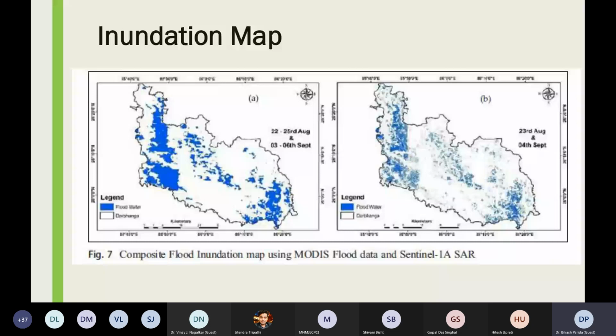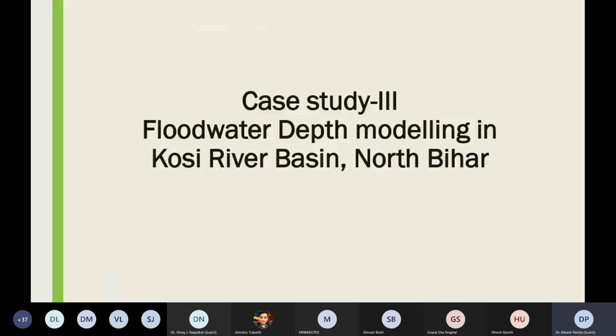So the left side is again MODIS-based, and the right side is SAR-based. There are lots of inundation maps you can actually use. I'm not showing more figures on that, but for the inundation map, flood pixels you can clearly extract using binary methods. Maybe I will also discuss, under this category, flood water depth modeling in the Kosi River.